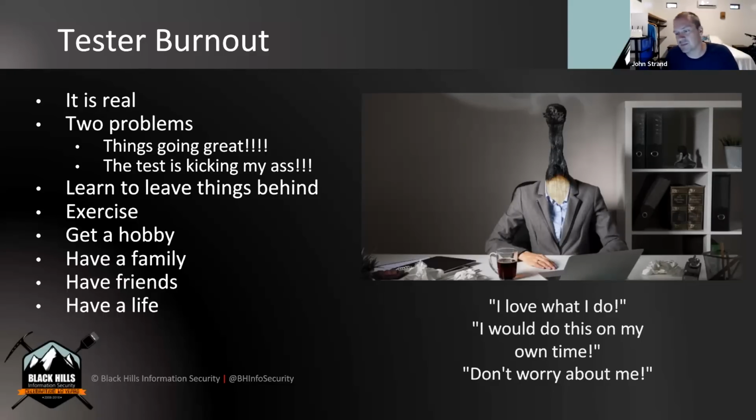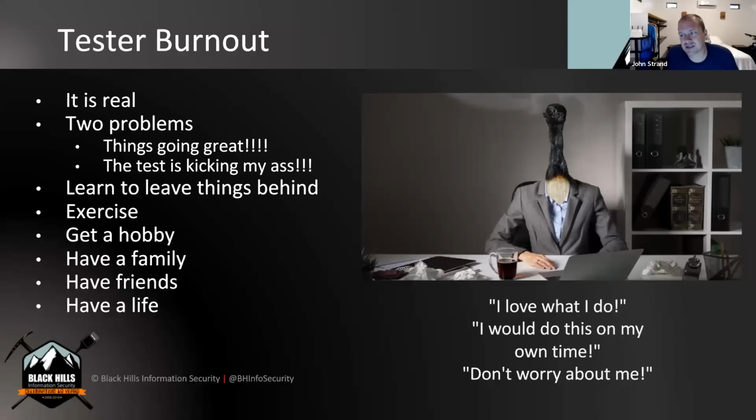And underneath Matchstick Woman over here, these are the danger quotes at Black Hills Information Security, whenever we talk about how much time people are putting in. "No, it's cool. I love what I do. I'm having a great time." Another quote: "I would do this on my own time. I do this for fun. I do capture the flags. Oh, I can't believe this." And the bottom one is, "Don't worry about me, I'll be okay." That bottom one happens all the damn time. We're constantly fighting this issue.